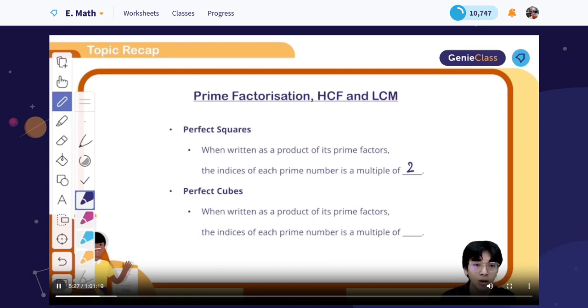How about for perfect cubes? Perfect cubes means that you can represent it as something cubed. So your indices must be a multiple of what? It's cube, that means you have power 3, so it will be 3. If you have power 6, that will also be considered a cube, because using your laws of indices, let's say 2 power 6, you can represent it as 2 squared, whole thing cubed. So it's actually 4 cubed.